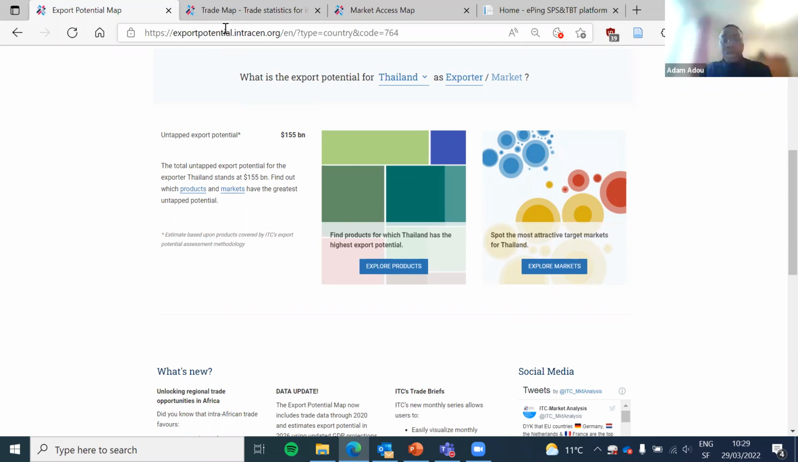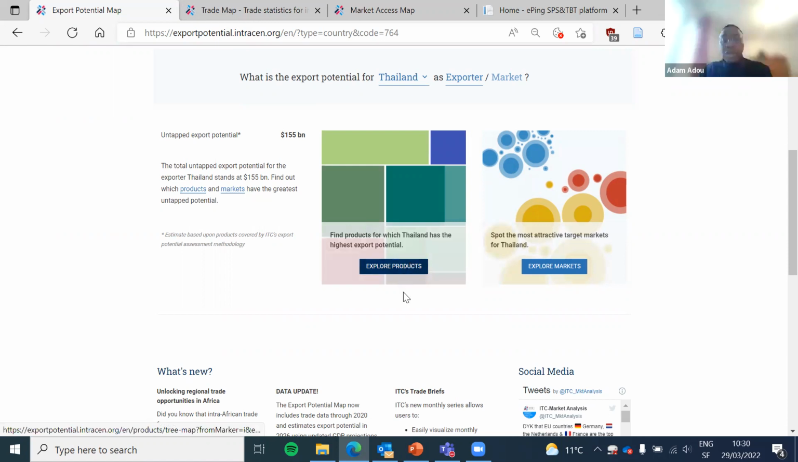This is a projection of what Thailand would be able to do, based on the trade agreements it can benefit from, based on its export possibilities, production capacities, etc. So we can look at one of the 2 different modules here. Let's take a look at the product first.